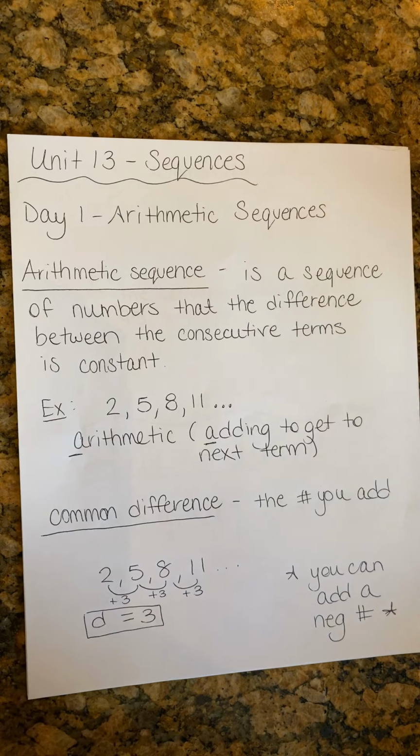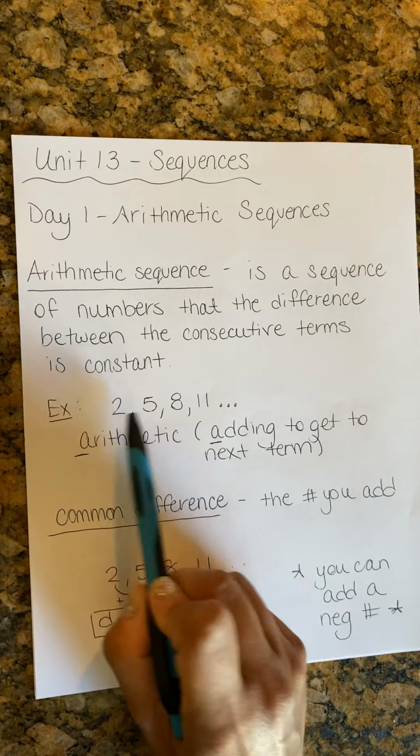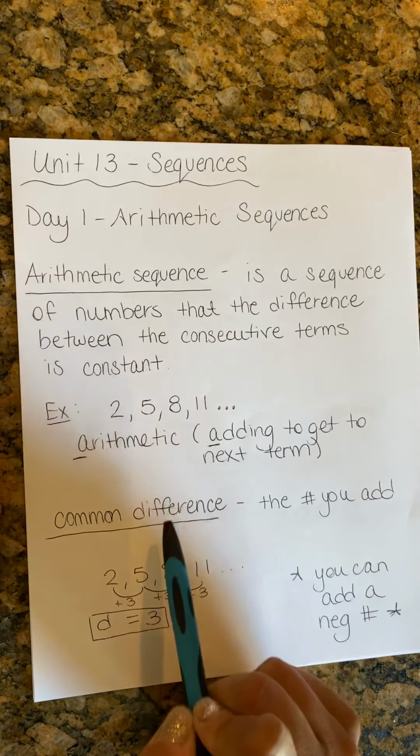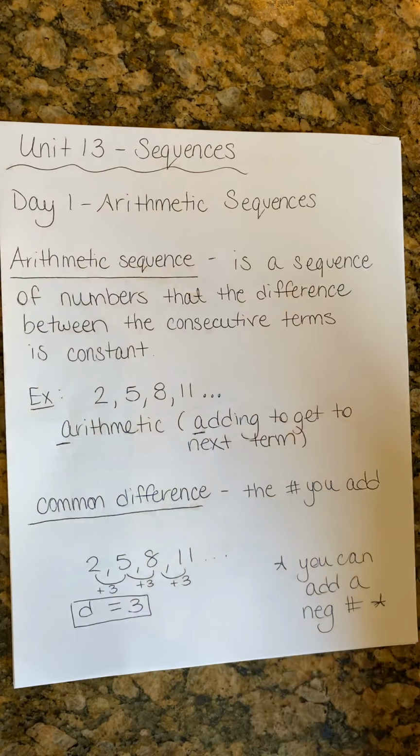You can add a positive number or a negative number. Okay, but for arithmetic, it's adding. And it's easy to remember because they both start with A. So here, 2, 5, 8, 11, I'm looking for something called the common difference. And all that is the number that you add to get to the next term.